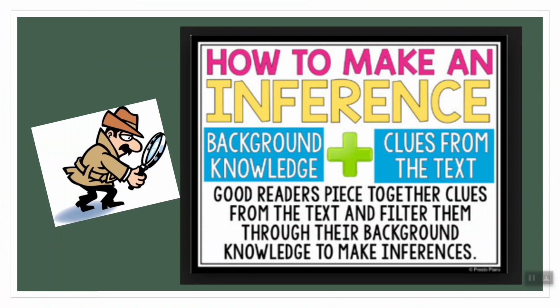Oftentimes, an author doesn't tell you everything in a text. The author counts on you as a reader to make good inferences. The author counts on you to use your background knowledge, which is everything you already know, plus clues from the text to make a good conclusion or a good judgment about something in the story. When you do that, you're making an inference.